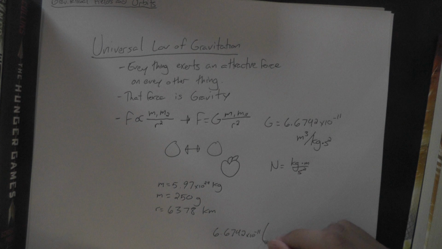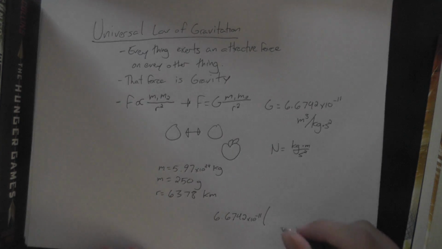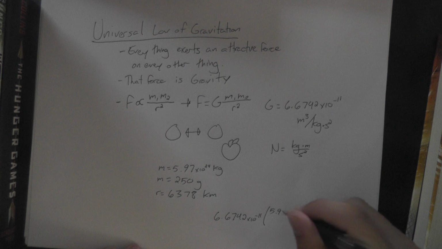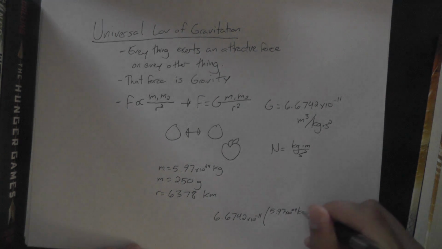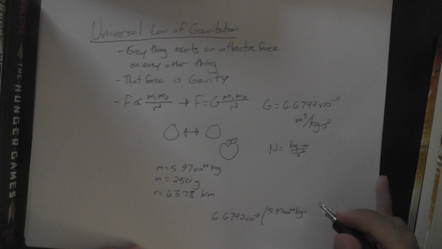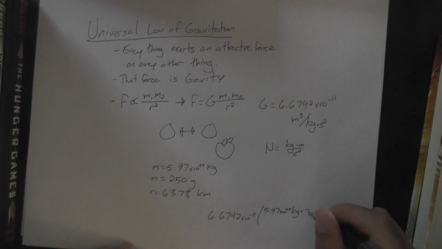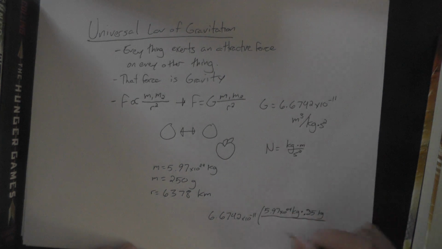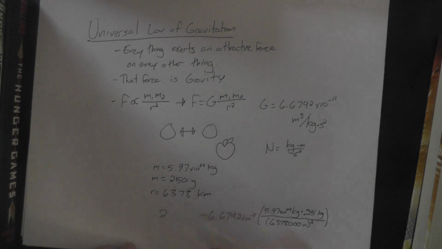And so if we were to plug that into our equation with the 6.6742 times 10 to the negative 11 multiplied by 5.97 times 10 to the 24 kilograms, which in turn is multiplied by our 250 grams, which translates into 0.25 kilograms, over 6,378,000 meters squared, we'd end up getting a value of about 2.43 newtons. That is the force of gravity in between those two objects.